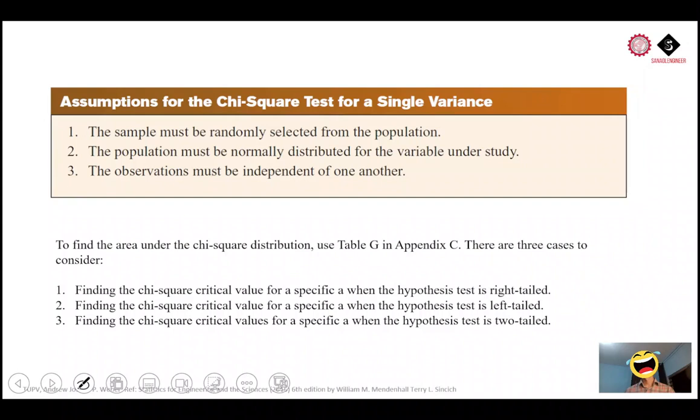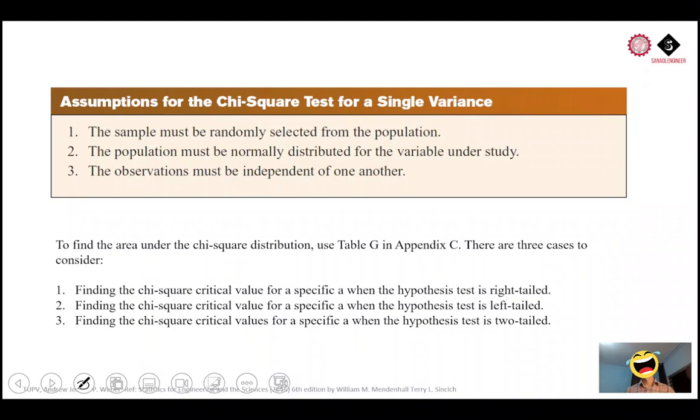So what are the assumptions for the chi-squared test? Number one, the sample must be randomly selected, which is really common to all of statistics. The sample must be representative always. Second, the population must be normally distributed for the variable under study. Okay, normal distribution still. And the last is the observations must be independent of one another.